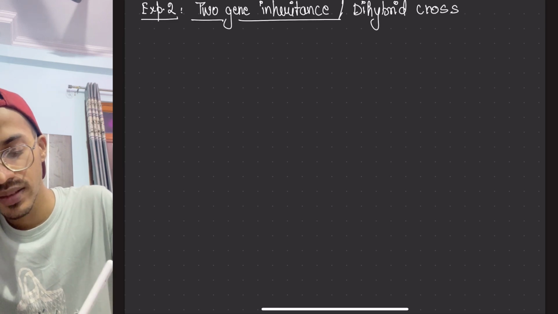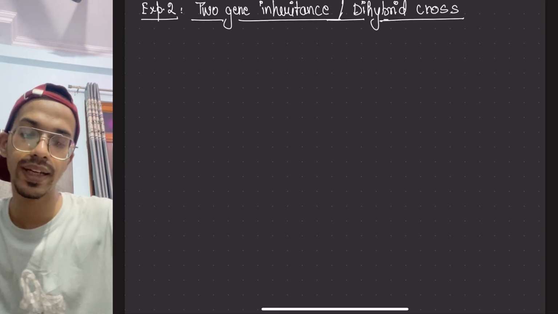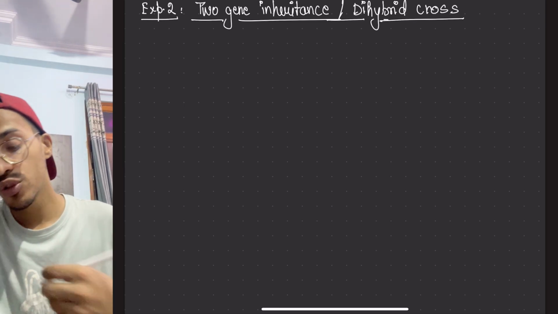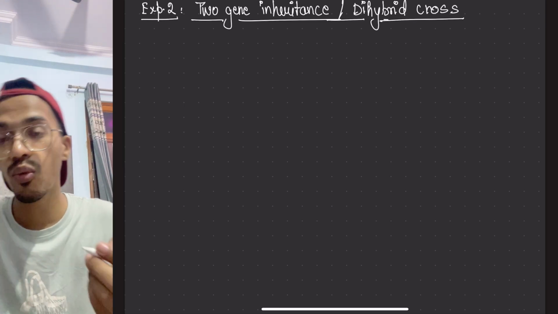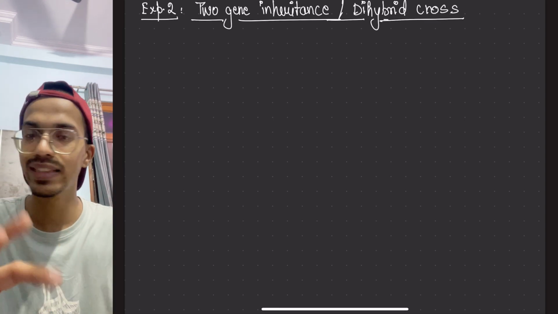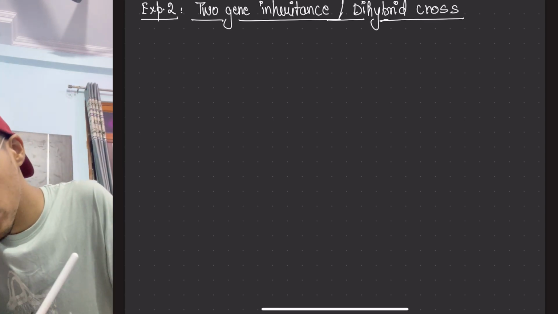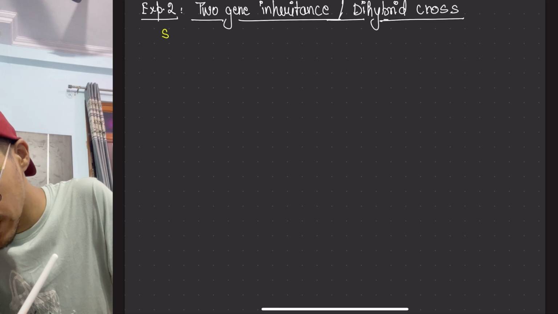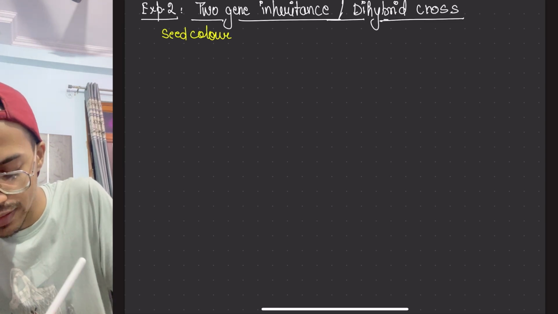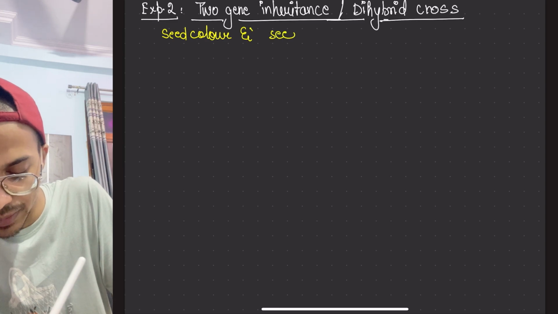Again, the same thing which we did in the monohybrid cross. Here again we become Mendel and do this reaction. When Mendel took two characters, this time we are taking seed color and seed shape. The factors he took are seed color and seed shape.